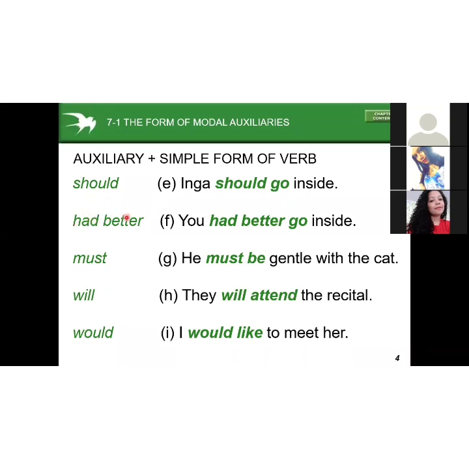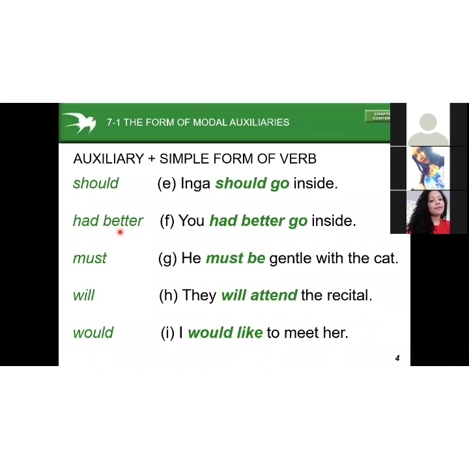Had better means in Spanish something like debería, more or less, or es mejor que, right? We have those two possible translations into Spanish, debería o es mejor que. But the difference between should, debería, and had better is that when you use should, the person you are giving the recommendation to has two options: taking the recommendation or not taking it, right? Because it's not mandatory, it's not obligatory. In the case of had better, you just have one option: taking the recommendation.